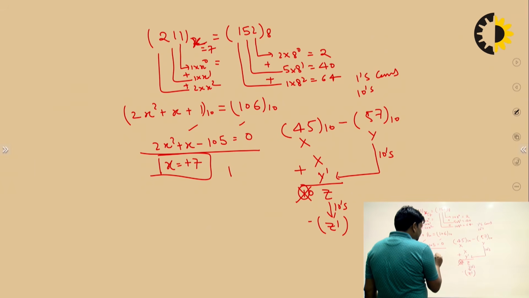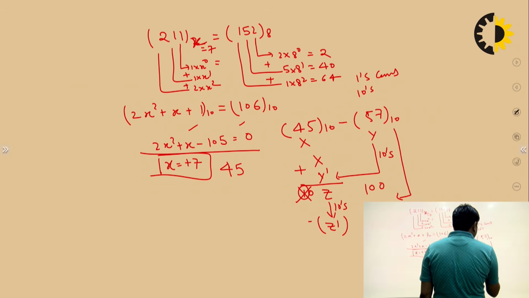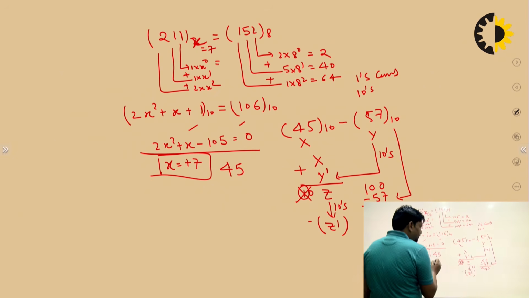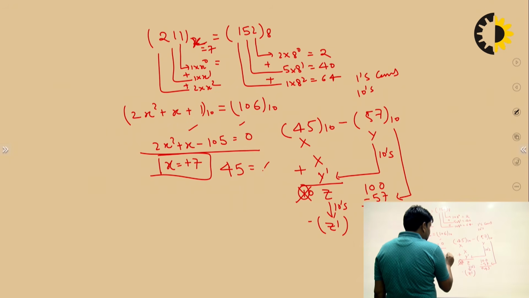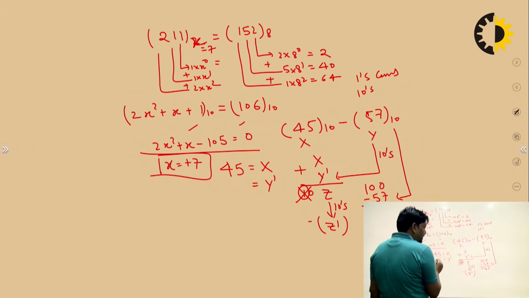So this is 45 and this is 57. How do we calculate the 10s complement of 57? We subtract it from 100, and see how much quantity is left. So this is the 10s complement. This is 43. So 43 is the 10s complement of 57. This is x and this represents y dash. Y dash is the 10s complement of y. So this is 43.